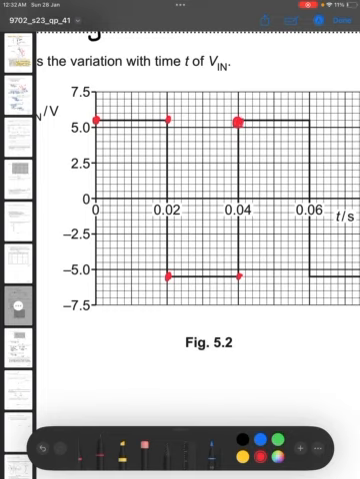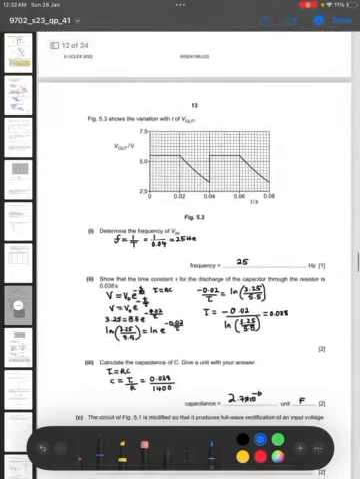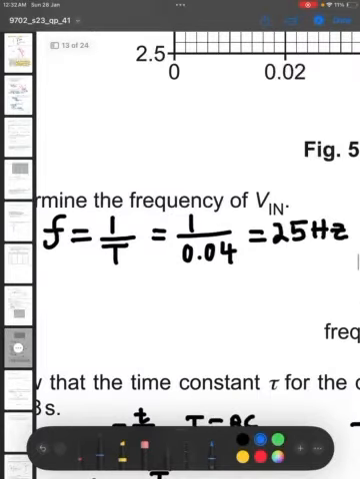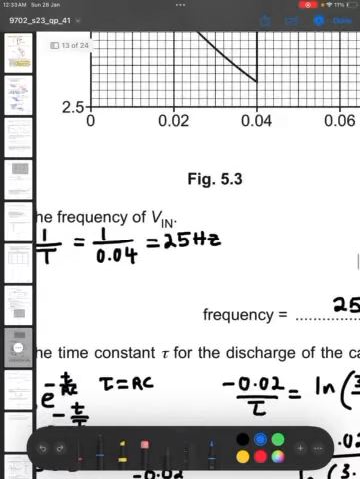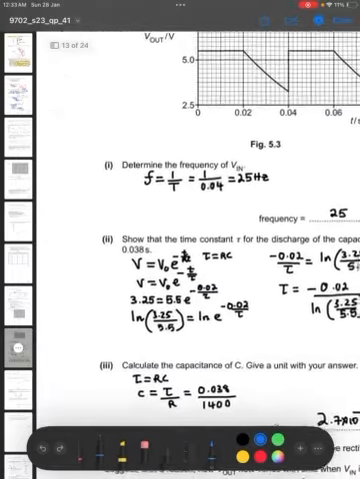So this corner here and this corner here are corners that are in phase. In each case we can say that the time from one such corner, which I will label A, to this other corner, which I will label B, is our time period. So our time period is 0.04. Knowing that, we come here and say 1 divided by 0.04. What is that? That's 25 kilohertz, which is our frequency.